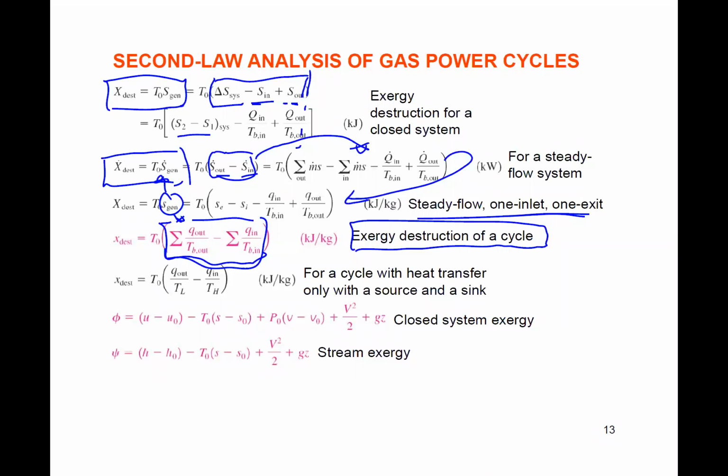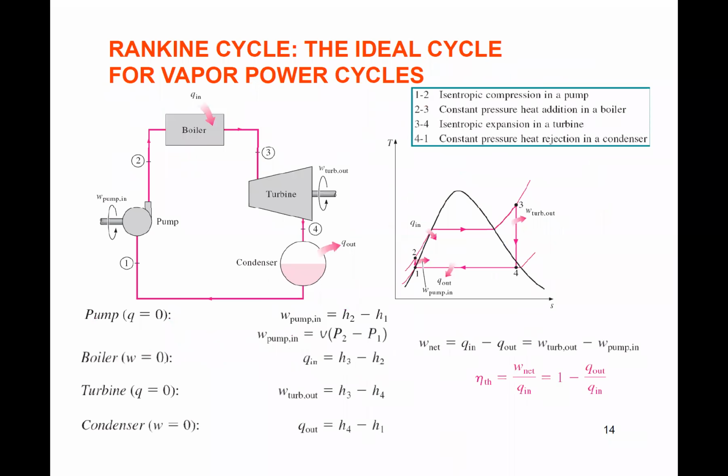All right, and then closed system exergy, open system, or stream exergy. It's flowing in and flowing out. Chapter 10, we just now have a vapor, so we're changing phase, right? So each of the components is an open system.